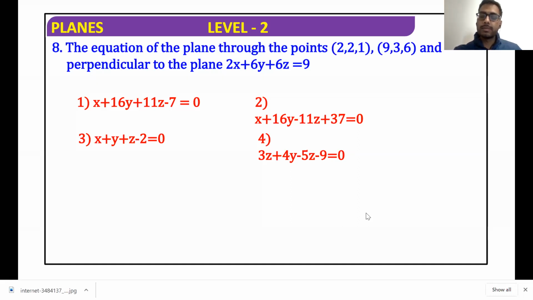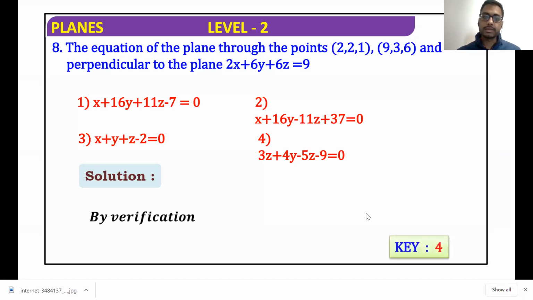So directly multiply and check which of the multiplications is giving you the answer as 0. Whichever multiplication is giving you answer 0, that is your correct answer. So instead of solving step by step, you can directly use your verification method or substitution method. So the correct answer is going to be 4.